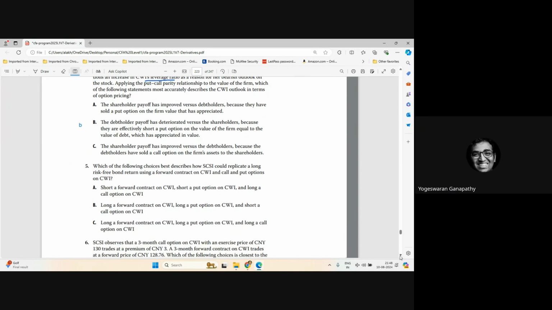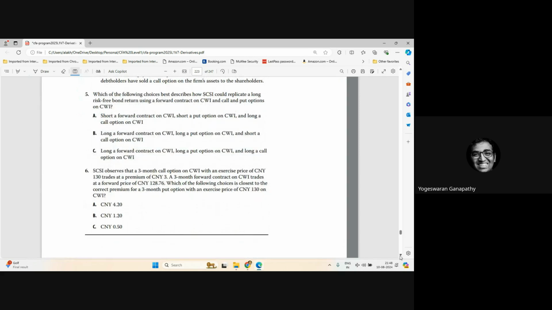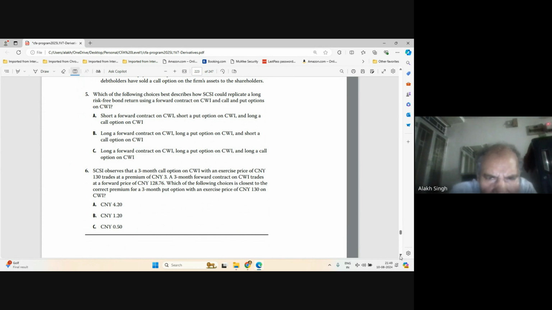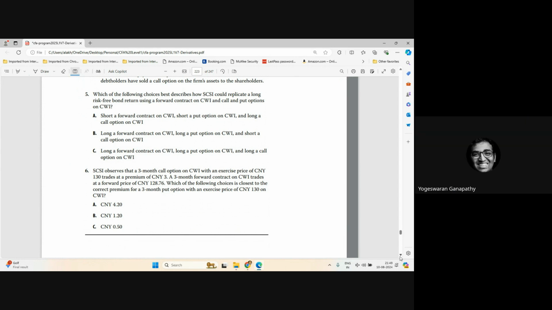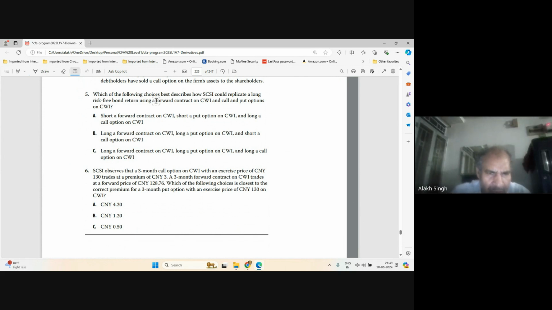Which of the following choices best describes how CSA would replicate a long risk-free bond return using a forward contract on CW and call and put options on CW? Which of the following here would replicate a long risk-free bond? So again, PVX, short the put option and long call option should replicate a long risk-free bond, no? Yes, using a forward contract and call and put.